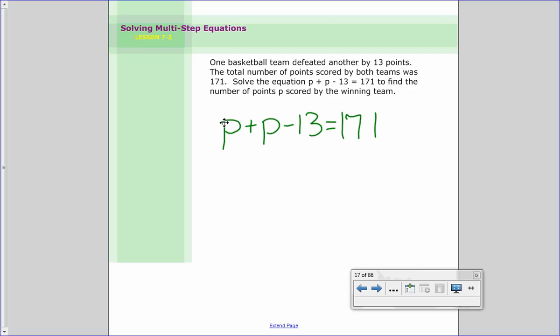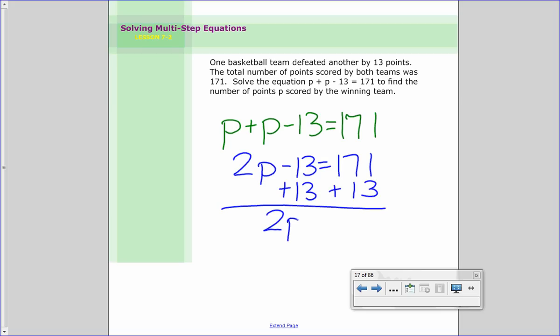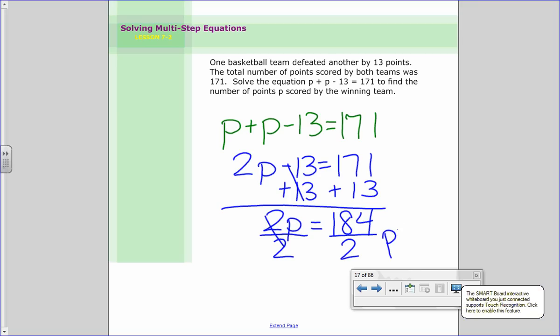All right. So let's get started. Again, we'd have 2p minus 13 is 171. I'd add 13 to get my answer. And I'm left with 2p is equal to 184. Divide by 2, and I'm left with, oh, there we go. p is equal to 92 points.